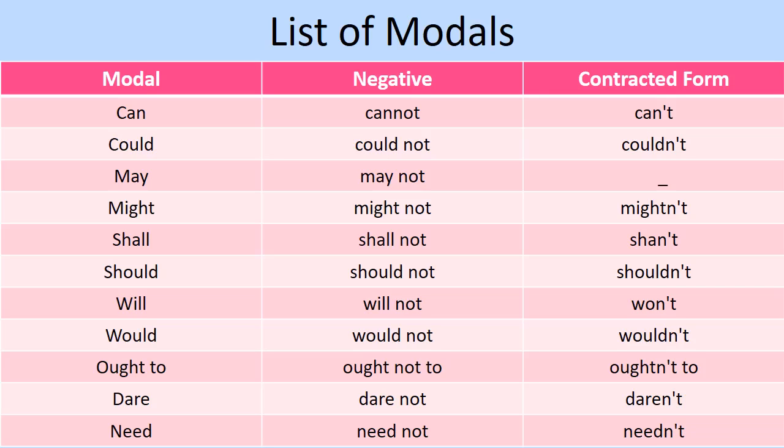Same way could, could not, couldn't, may not, and we don't write contracted form of may not. Might not, and the contracted form is mightn't. Shall not, shan't. Should not, shouldn't. Will not, won't. Would not, wouldn't. Ought to, ought not to, oughtn't to. Dare not, daren't. Need not, needn't.